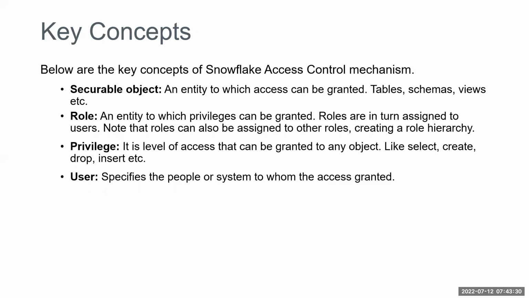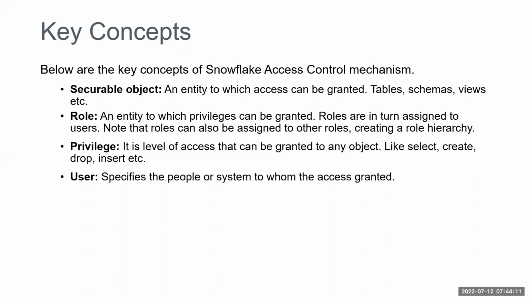Before going to the access control things, what are the key concepts to provide access to the users or to the roles? These are the key concepts. First thing is securable object. A securable object is nothing but an entity to which access can be granted. By name itself, it's an object to which we can give access to other users. It can be a table, a schema, a view, a database, whatever it is.